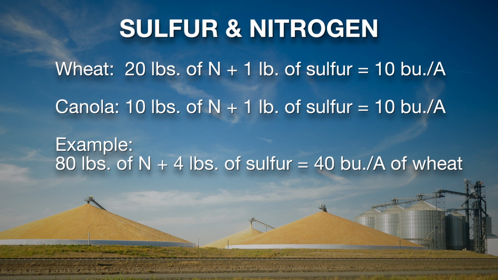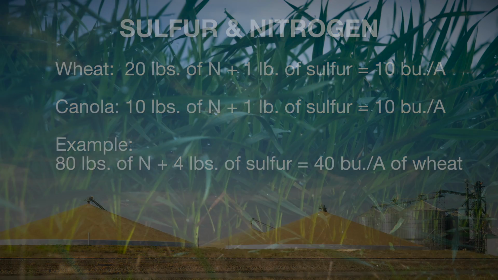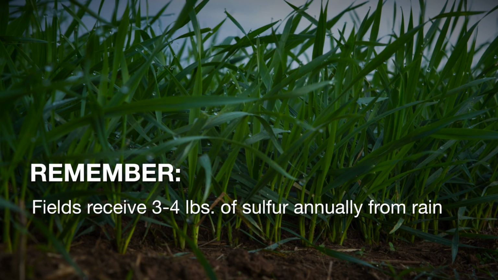Our average yield is a 40 bushel wheat crop, 40 BPA, 40 bushels of wheat per acre. That demands about 80 pounds of nitrogen to get to this 40 bushel mark. So we would be applying 80 pounds of N to reach our 40 bushel yield goal. For that 80 pounds of N, we're only going to need about 4 pounds of sulfur. So 4 pounds of sulfur is for a 40 bushel crop. Keep in mind, we're still annually getting 3 to 4 pounds of sulfur as rainfall.